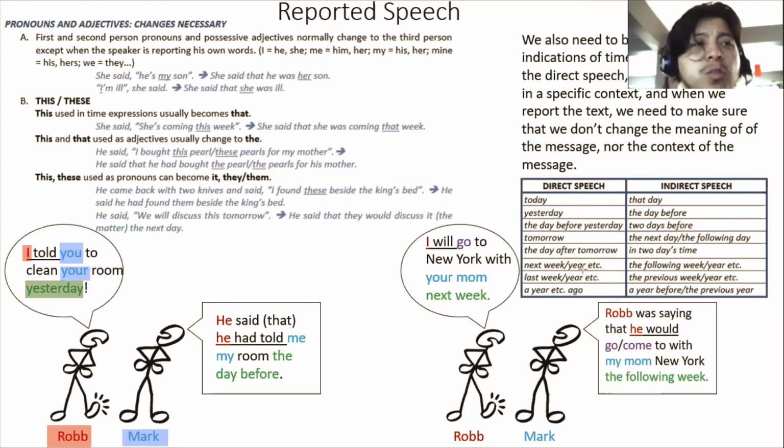¿Sí? Next week or next year, the following week, the following year. Last week or last year, the previous week, the previous year. A year ago, the year before. A month ago, the month before. ¿Ok? Puede ser month, week, year, cuando sea, etcétera, que sea ago, lo pueden decir a year before or the previous year, the month before or the previous month, the week before or the previous week.